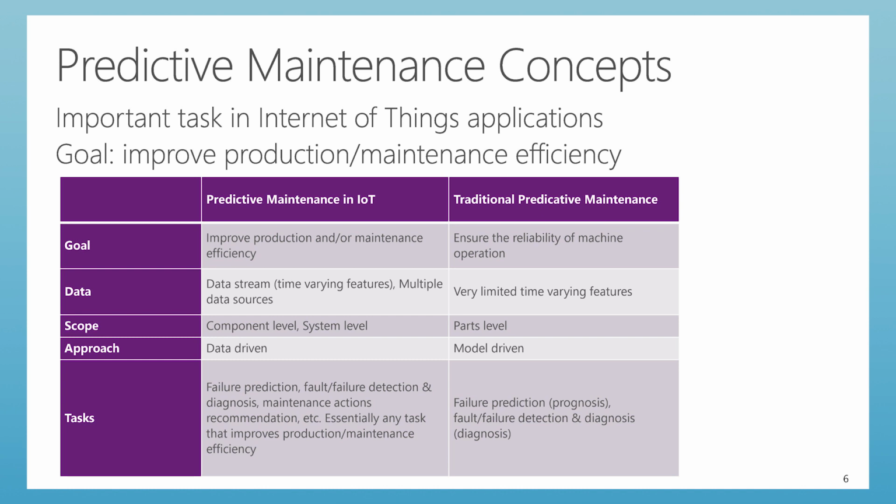And also the tasks in predictive maintenance in IoT actually cover a much wider range of different tasks. Anything that can improve production or maintenance efficiency can be under this umbrella. So in today's talk, we are going to focus on failure prediction, machine component failure prediction. I'll introduce the details when we talk about the details of this problem.